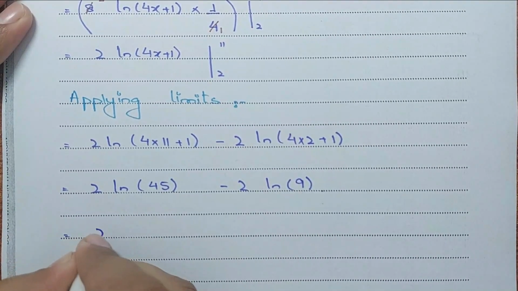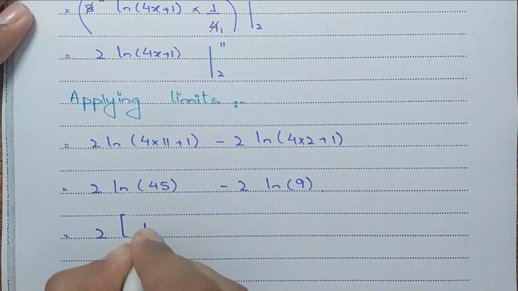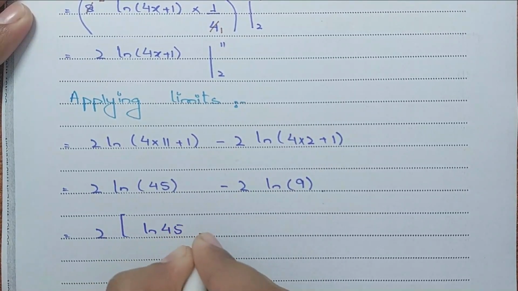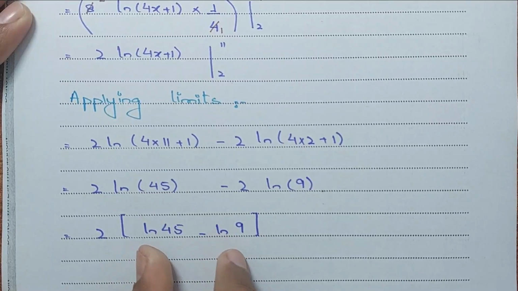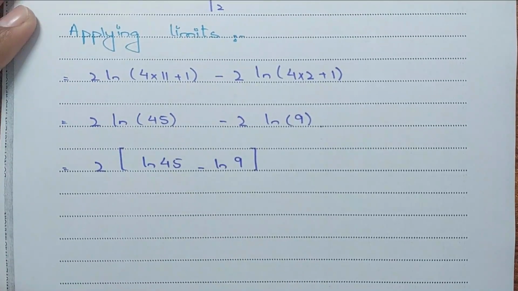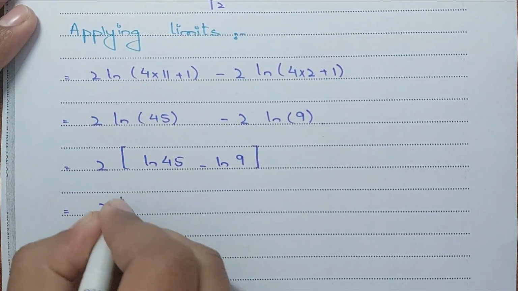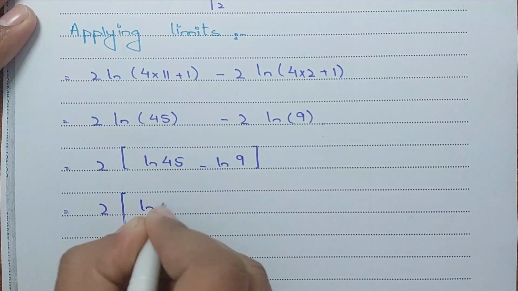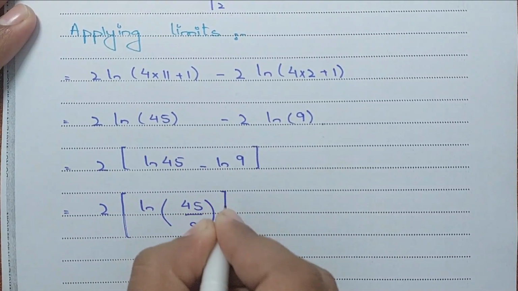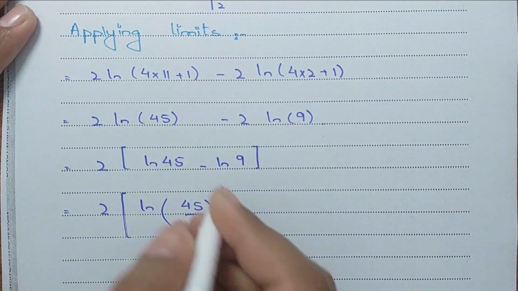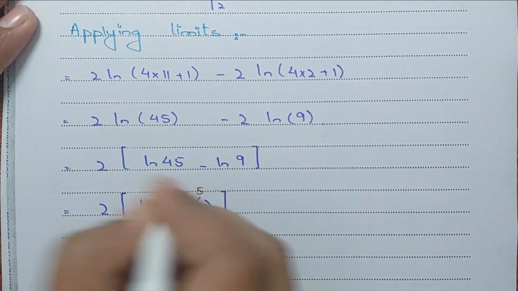Alright, now we can take 2 common and we are left with natural log 45 minus natural log 9. Now we have to use a property of log. When two logs are subtracted, it means we have to divide. 2 is outside, and then we can say natural log of 45 divided by 9. And we know that 9 times 5 is 45.